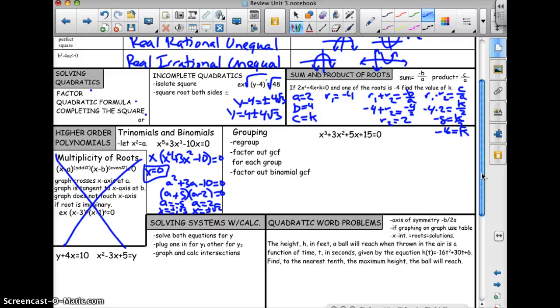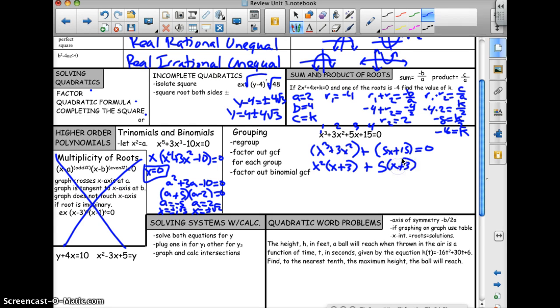When you have 4-term polynomials, 1, 2, 3, 4, 4-term polynomials, I need to factor by regrouping. So I'm going to group it: x cubed plus 3x squared plus, and then 5x plus 15, equals 0. And then I'm going to take the GCF out of each group. So I have x squared times x plus 3. And for this one I have 5 times x plus 3. And you can see that the common factor for each one of these terms is the binomial x plus 3.